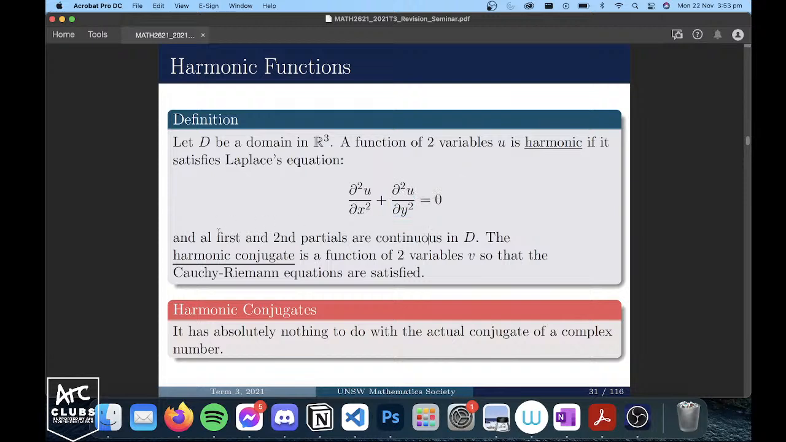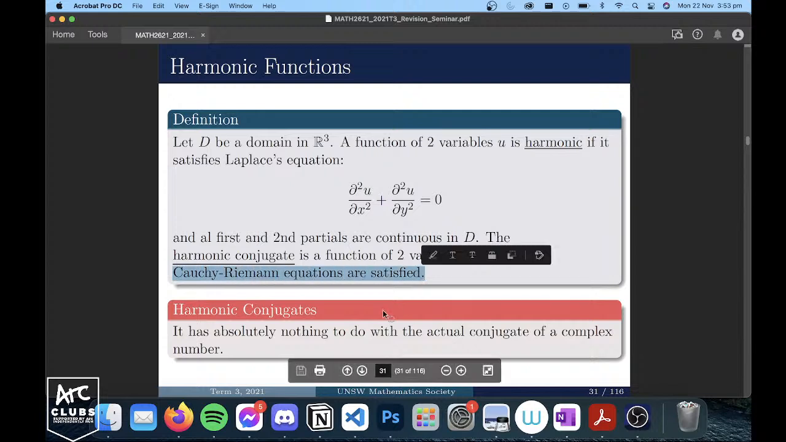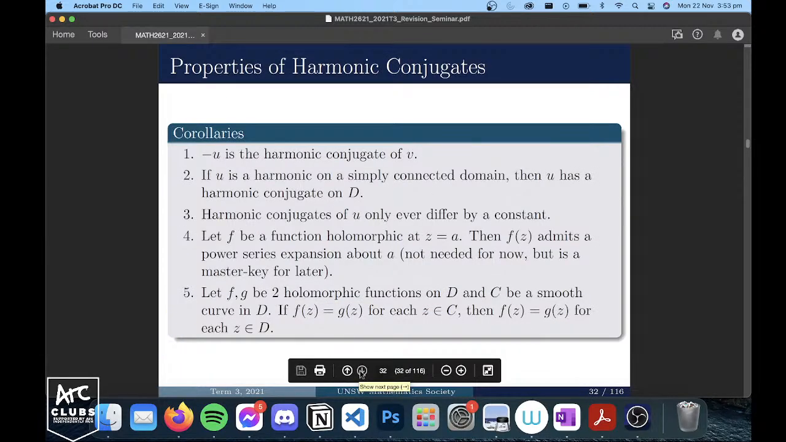And all the first and second partial derivatives have to be continuous. And we know that the harmonic conjugate of u is going to be v, so that the Cauchy-Riemann equations are satisfied. I'll show this in the last example. This is just an important note. These are the properties that are relevant to harmonic functions.